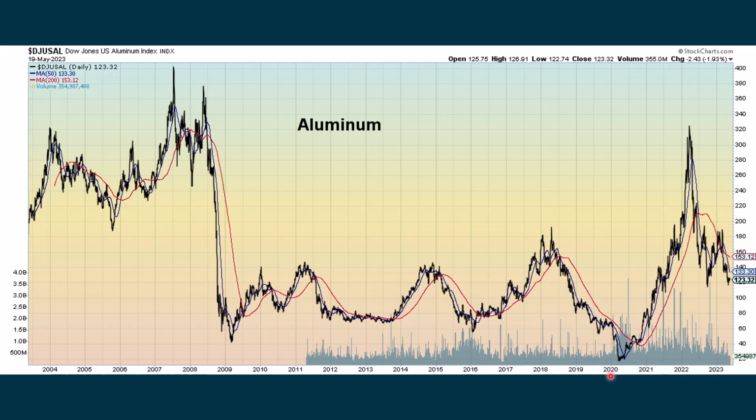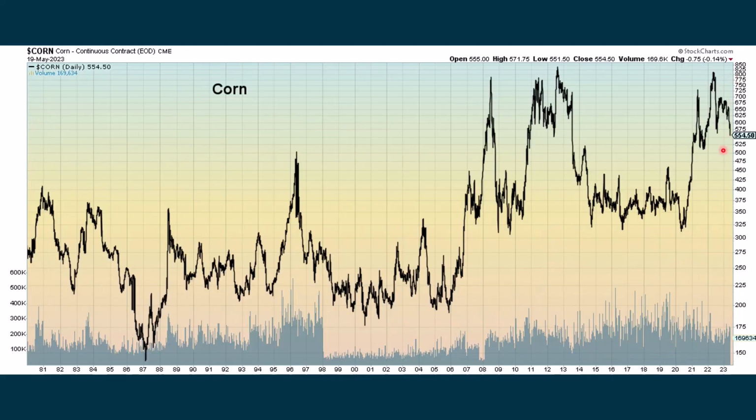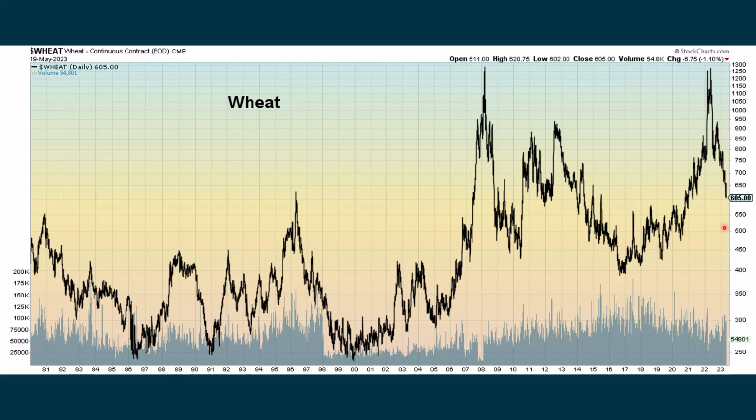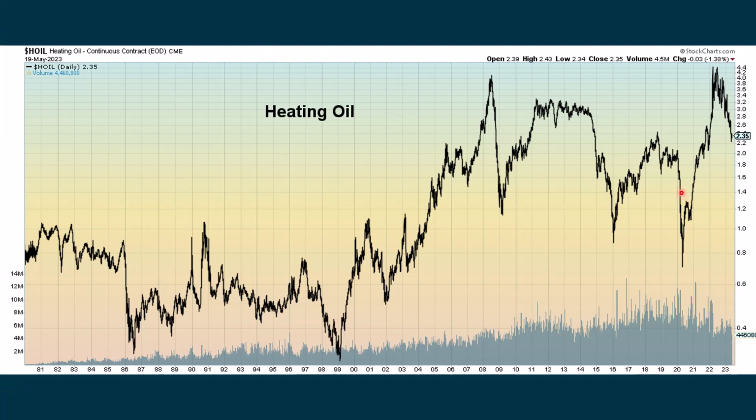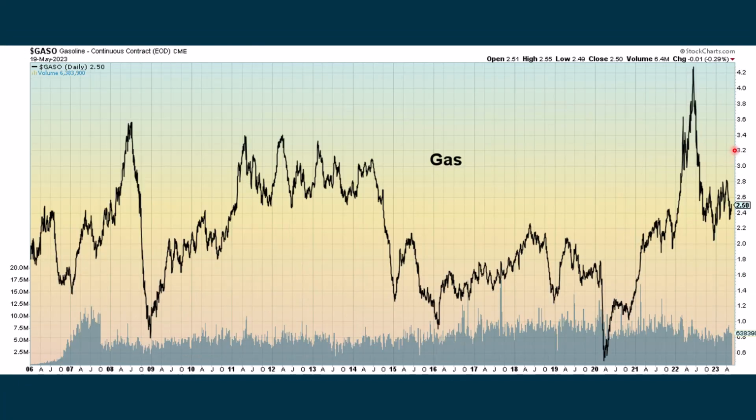Some other markets that we look at, aluminum, just to see how it's been coming down. Corn has also been dropping. Wheat has been coming down. We look at fertilizer, which also continues to drop. Heating oil, which is coming down but bounced back up recently. Gas, which is chopping around a little bit.